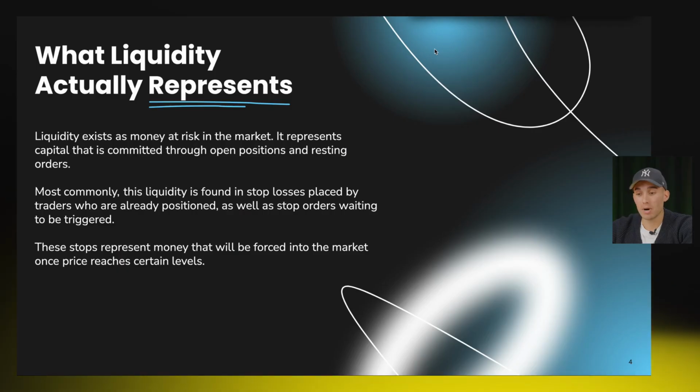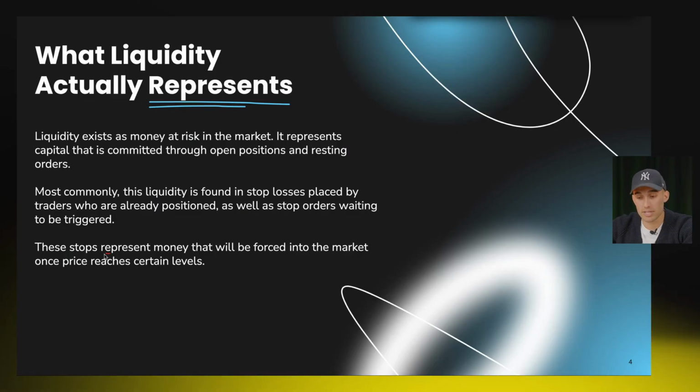What liquidity actually represents. Liquidity exists as money at risk in the market. It represents capital that is committed through open positions and resting orders. Most commonly, this liquidity is found in stop losses placed by traders who are already positioned, as well as stop orders waiting to be triggered. So that could already be positions in the market, or it could be pending positions that are not activated yet, whether that's a buy limit or a sell limit. Basically you're waiting for that order to be filled, and then again, you're in the market. So we view that, of course, as liquidity as well.